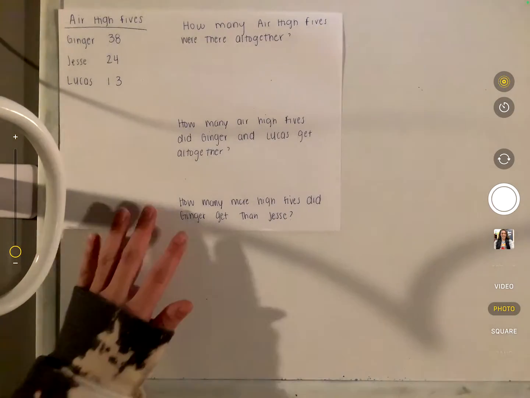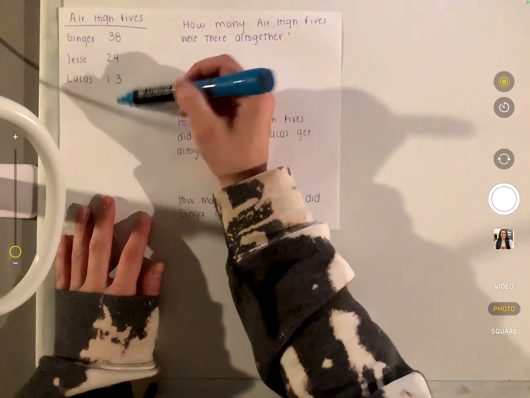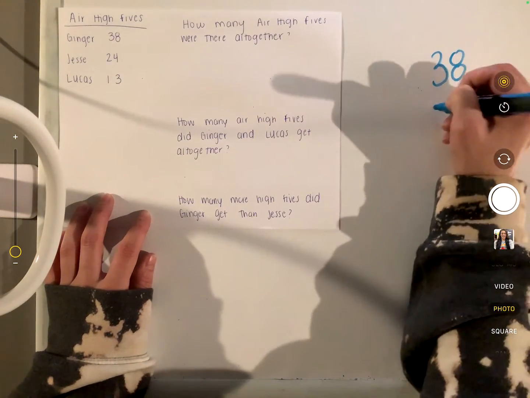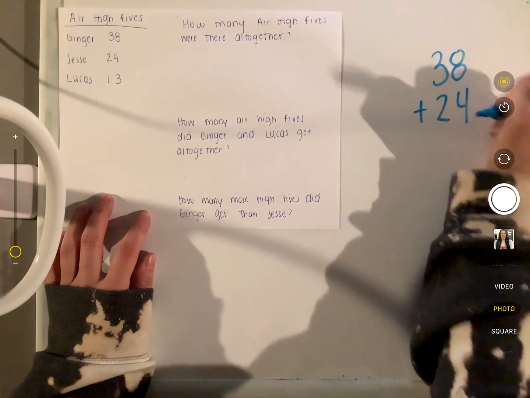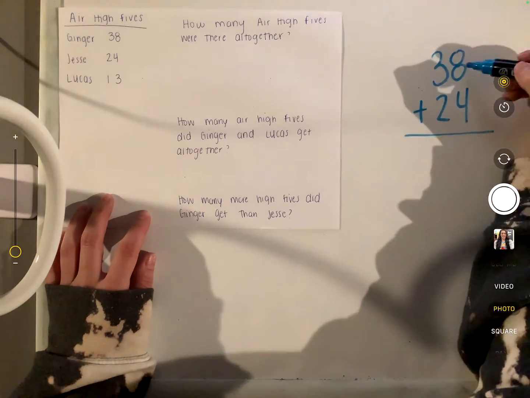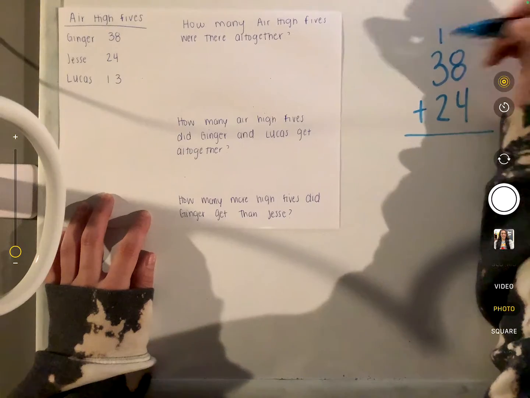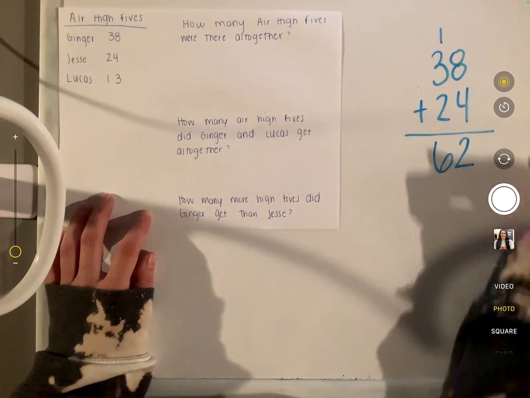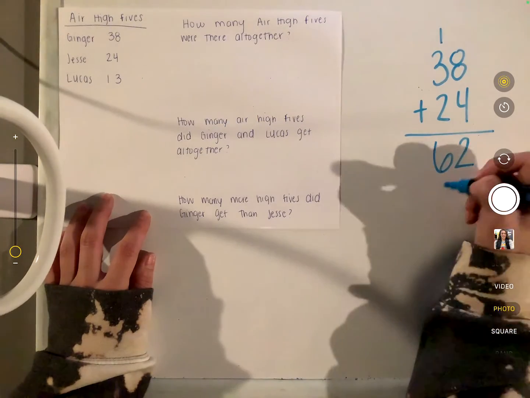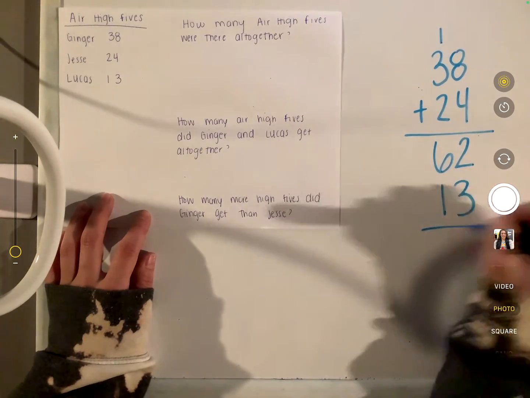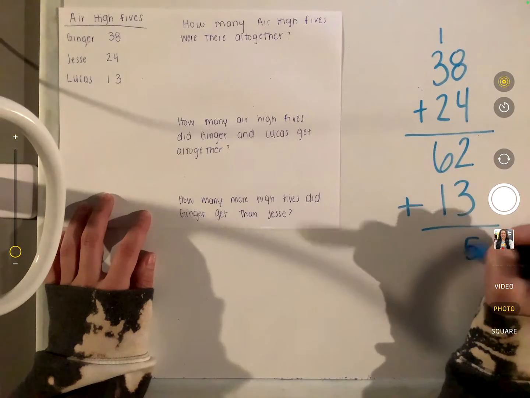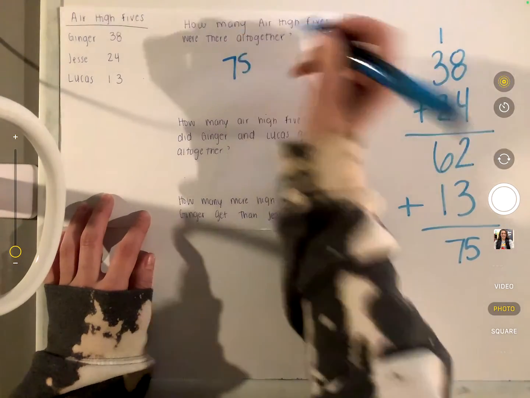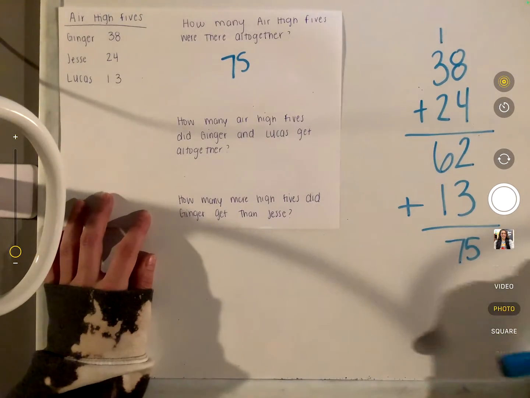How do I know that? So these are all the air high fives that I got. I can add 38 plus 24, right? 8 and 4, that's 12. Carry my 1, 3, 4, 5, 6, 62. But then remember, we need to add Lucas's 13, so we can do 62 plus 13, 3, 4, 5, 6, 7, 75. So 75 air high fives all together.